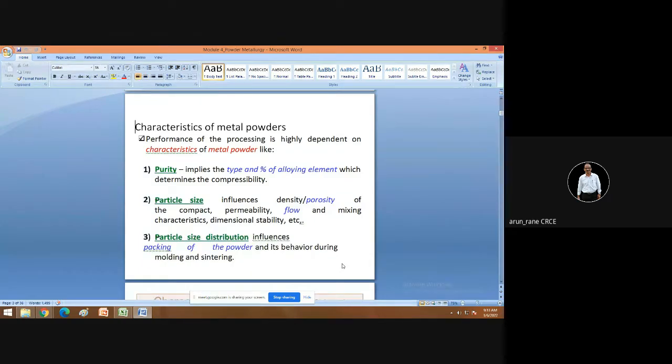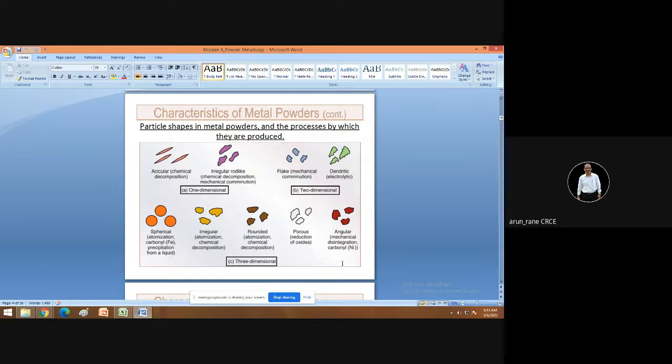What are the characteristics of the metal powders, or what should be the characteristics of the metal powder? Purity, then particle size, how the particles are distributed. These are the important properties.